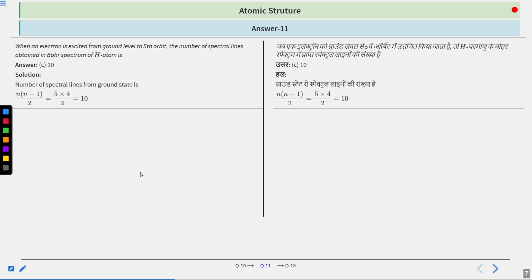Now we will not do it manually. What we will do is we will use a formula which is this, n into n minus 1 by 2. Very simple formula to apply. Just put n equals to 5, which is the orbit at which your electron is excited. So that will give you 5 into 5 minus 1 by 2, or 5 into 4 by 2. So your final answer will be 10. Okay, so very easy formula. You don't have to do it manually and see how many transitions are there. You will just apply this formula and you get your answer. Clear? Okay. Now moving on to next question.